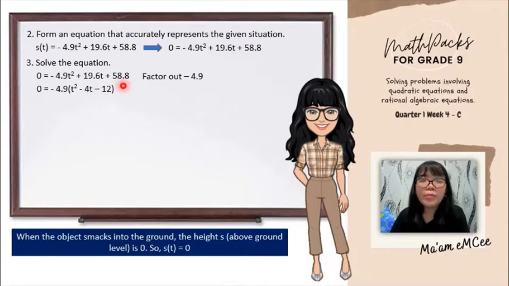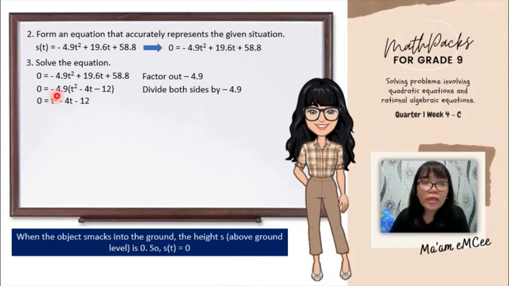And 58.8 divided by 4.9 is equal to 12. So that is why we have here negative 12. So we have factored out negative 4.9. The next thing that we need to do is to divide both sides of the equation by negative 4.9. If you divide 0 by negative 4.9, the answer is still 0.